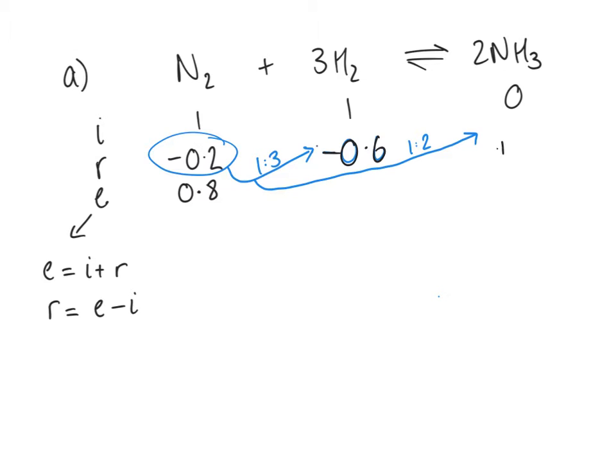Plus 0.4. Okay, so from that then I can get my equilibrium moles. So for hydrogen, remember it's initial plus reacting. So for hydrogen it's going to be 1 minus 0.6, which is 0.4. And for ammonia it's 0 plus 0.4, which is 0.4. Okay, so give the other ones a go and see how you get on.